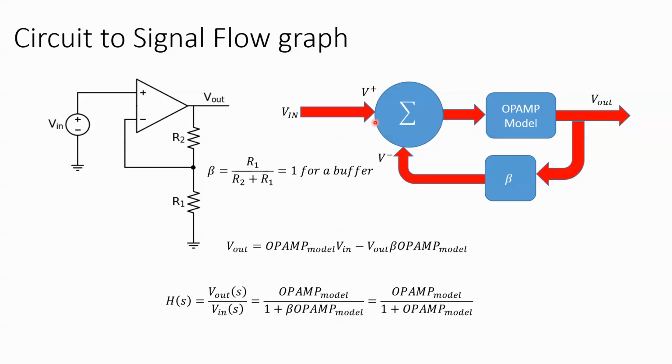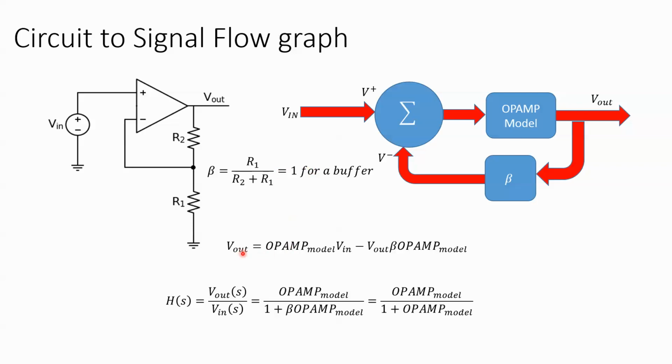Now, let's see what happens when we use various models for a buffer. And I've just drawn this a slightly different way to make it look a little more like the signal flow diagram, where we have the sum, there's our sum, and then we have the basic op-amp model, right, which is fed back in through a resistor network, which happens to be 1 for a buffer, right, because what happens is R1 goes to infinity and R2 goes to 0, which would give us a 1.